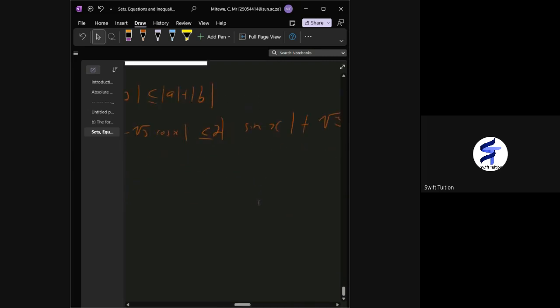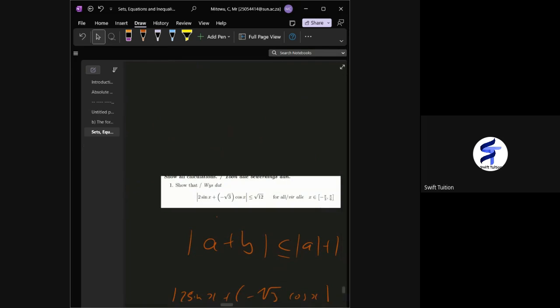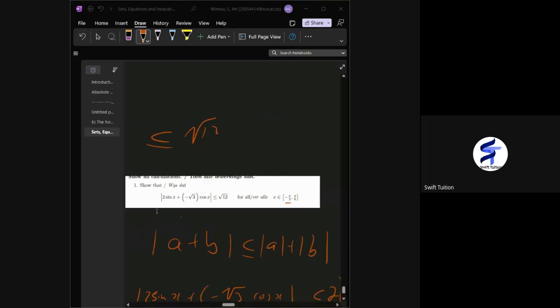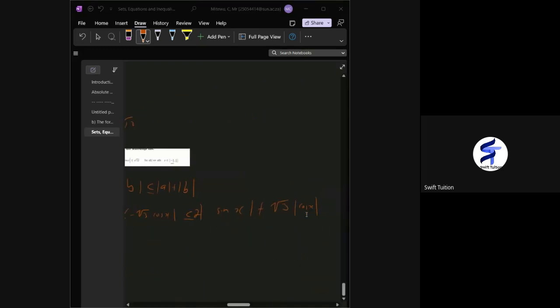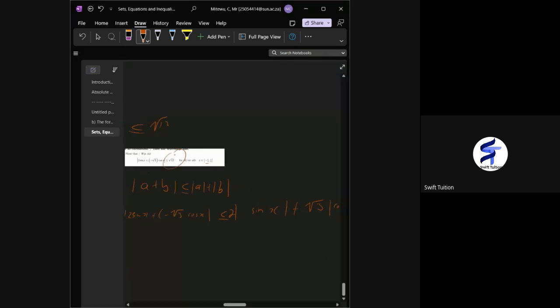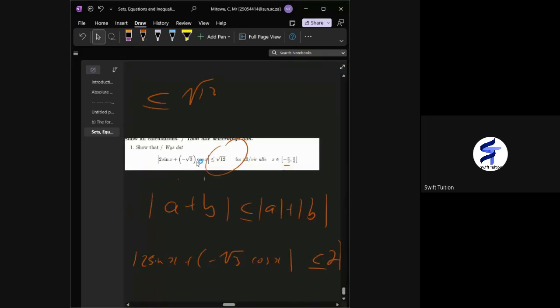Cool. What is the end objective? I'm trying to prove that it's less than or equal to root 12, for all values between negative pi over 3 and pi over 6. That is the end objective. So how does that work in terms of the goal we're trying to have here? Essentially, you're trying to manipulate this triangle inequality expression such that it ends up looking like root 12. Everything is on the left hand side, and that's going to be less than or equal to root 12. That's essentially our end objective.